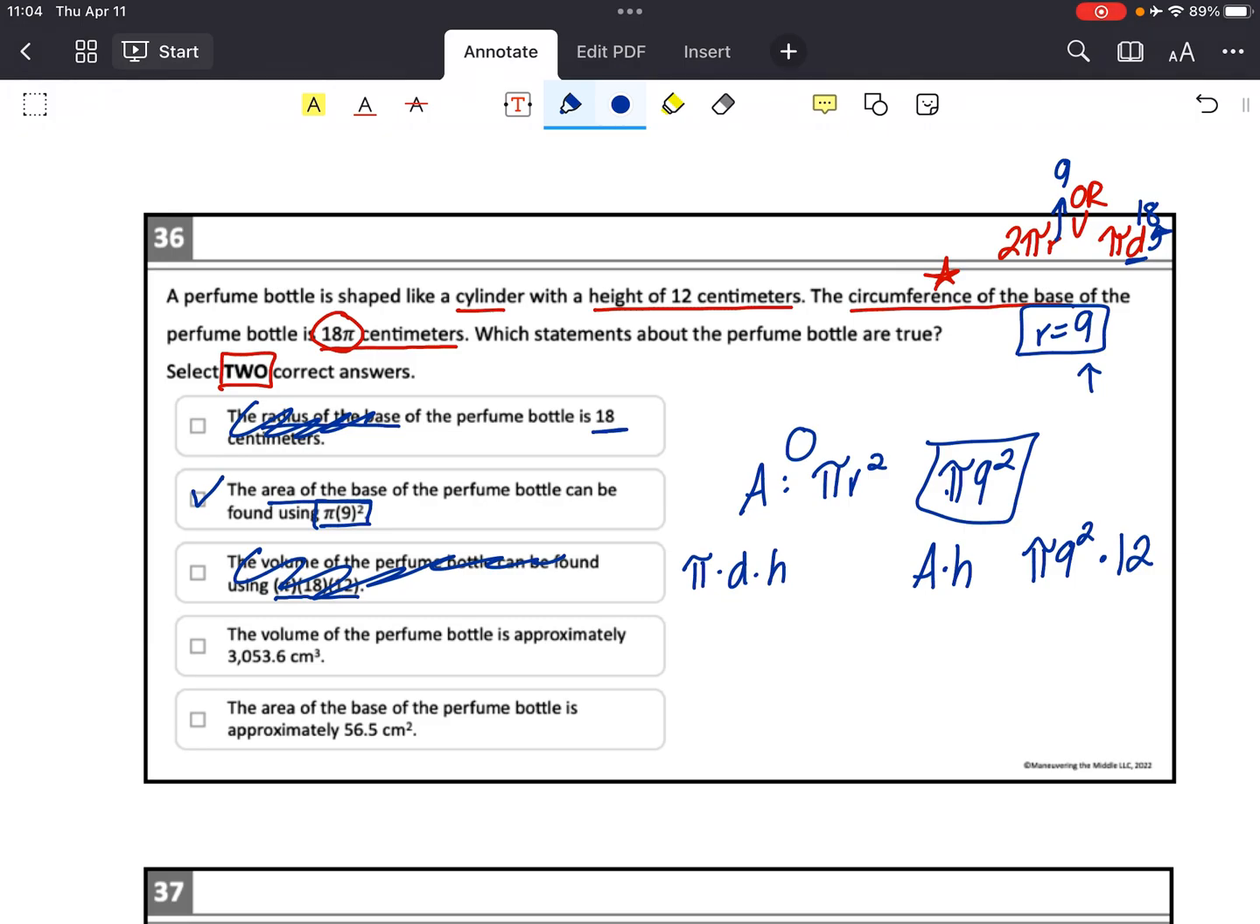And then we have two more answer choices. So the first one says the volume of the perfume bottle is approximately 3,000. So when we actually multiply this, we get an answer of 3,053.6. So that most likely is our correct answer, but just so we can confirm that it is, check that last one. Area of the base, which again is just this part, is 254.47, and that is not what this says, so therefore that last one is also incorrect, leaving you with the two correct answer choices, the second and the fourth.